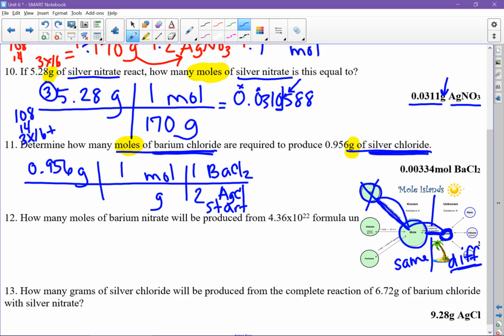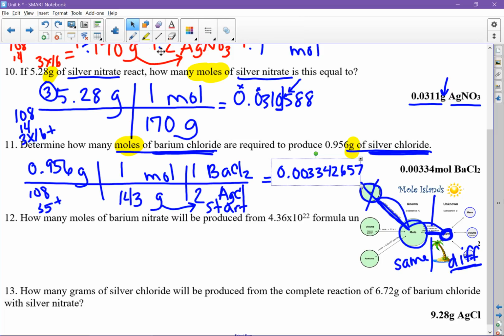Moles always gets a 1 next to it. For grams, I need to find the mass and look at the neighbor. Find me the mass of AgCl. Ag weighs 108, Cl weighs 35. When you add those two numbers together, the mass you get is 143. Put all that into your calculator, and it will say 0.003342657.